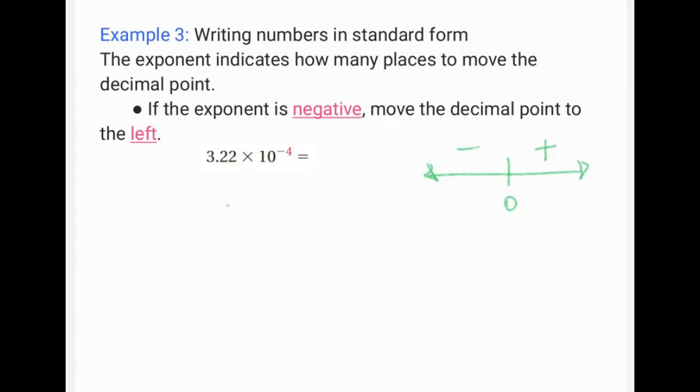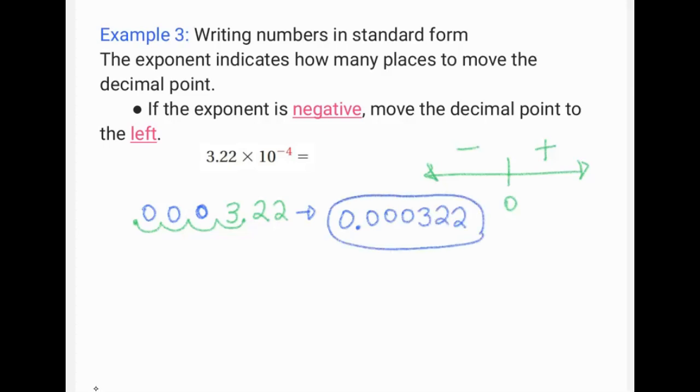So in this case, I'm going to take my factor of 3.22, and because the exponent is negative 4, we're moving to the left side. So we have 1, 2, 3, and 4, and we're going to fill in those gaps with zeros. We have a 0, a 0, and a 0. So our final number becomes 0, and we always want a 0 when you have a decimal place, so 0 point, and we have 3 zeros, then 322, and this will be in standard form.